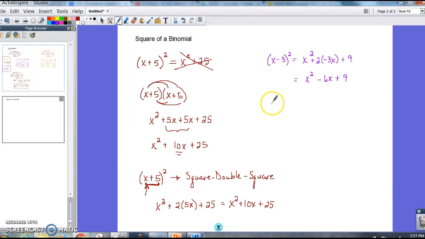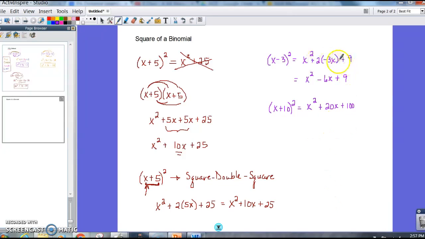Okay, let's do a few more. Let's try this. (x + 10) squared. If you want to pause the video and try this one on your own, give that a shot and then you can restart the video. Okay, so here's the answer. If I follow my square, double square, square the first term, multiply my terms together. 10 times x gives me 10x. If I double that, that gives me 20x. And then square the last term, which is 100. So x squared plus 20x plus 100.